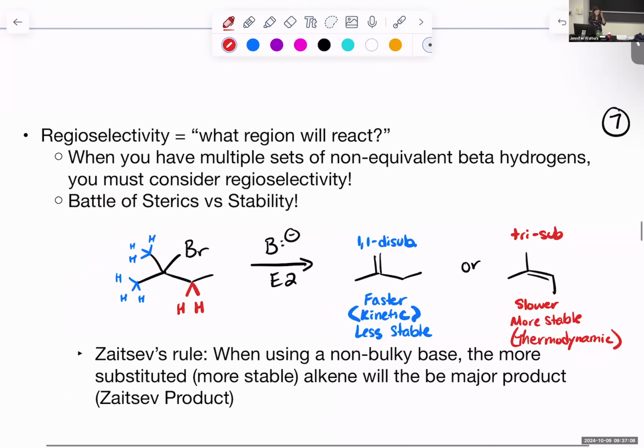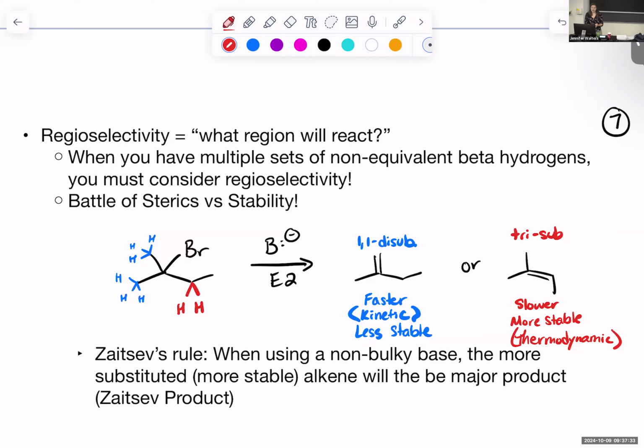So to know which one we form, it's going to depend on the identity of our base. We want to form the more stable alkene. That's favorable. You want to make the more stable thing in general. That's generally where you're trying to go in life or in our chemical reactions. We're trying to make the more stable product. That's what we want. But your base needs to be able to get there.